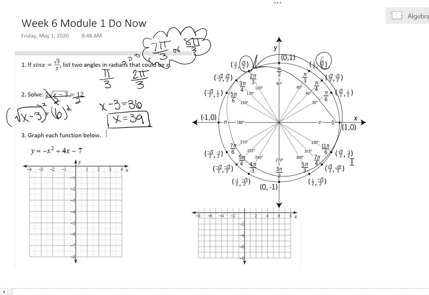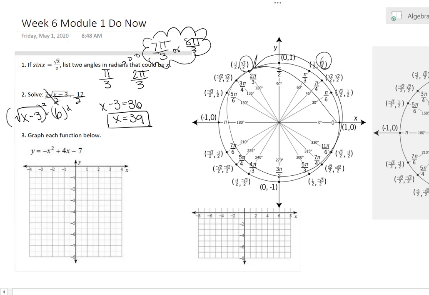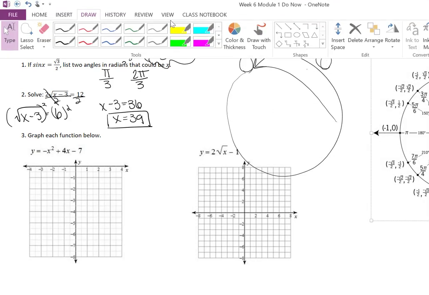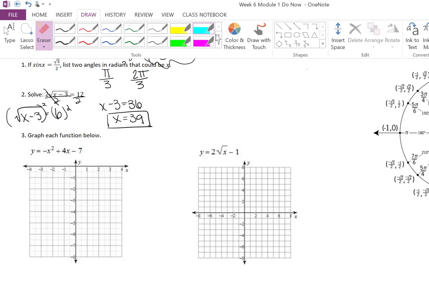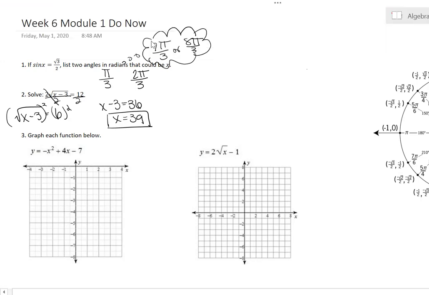Graph each function below. Oh, let's get rid of our unit circle so we can see what I'm doing here. We are supposed to be graphing negative x squared plus 4x minus 7, and then 2 times the square root of x minus 1. Let's get this done. Very first one, I'm going to make myself a table, and my output is going to be negative x squared plus 4 times my x value minus 7. So here's my y. Let's plug in a 0 first. If I plug in a 0, I know my output will be negative 7. So let's get that graphed.